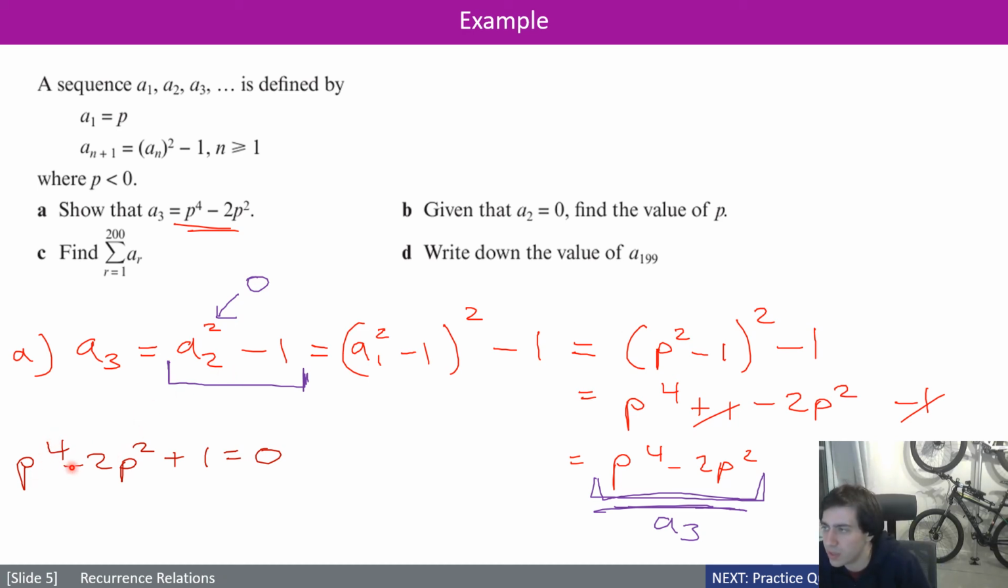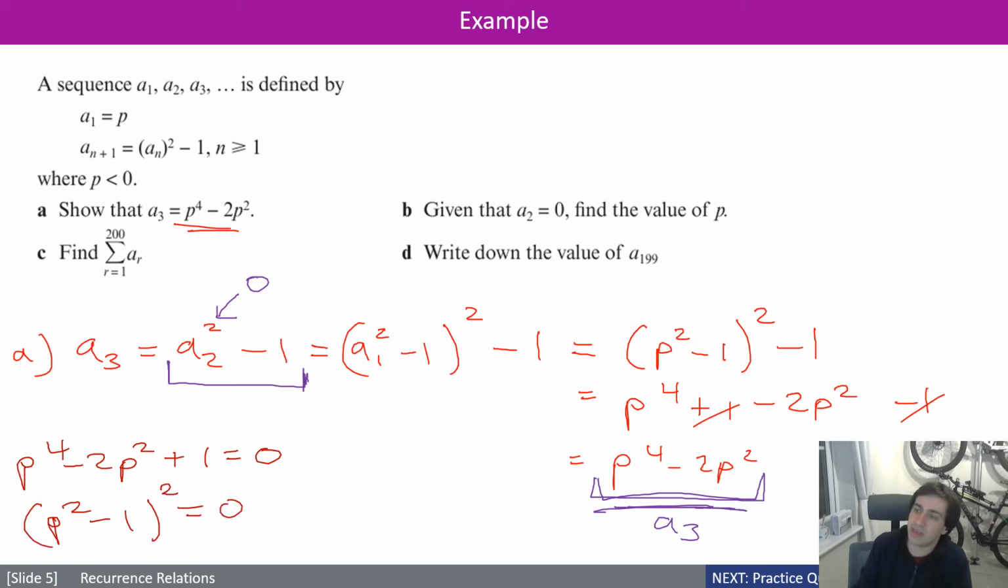You know what? There was actually a faster way to do this. But we can quickly finish this, and I'll show you what we could have done. This P to the 4 minus 2P squared plus 1, if you spot it, and this might be a bit hard to spot, is actually just (P squared minus 1) squared.